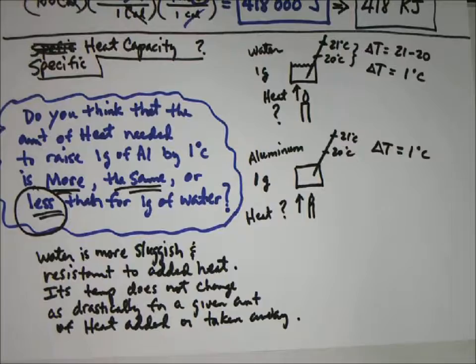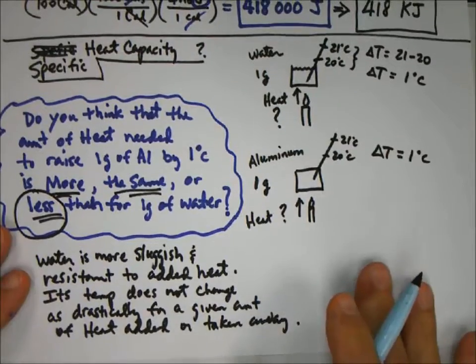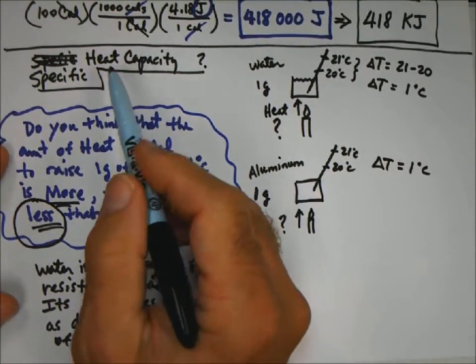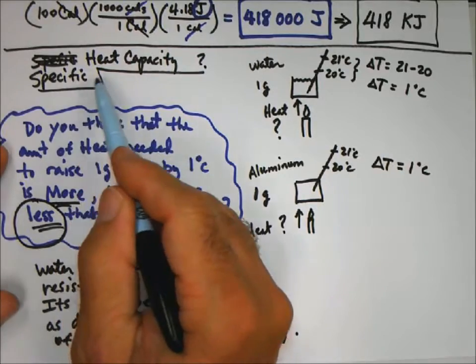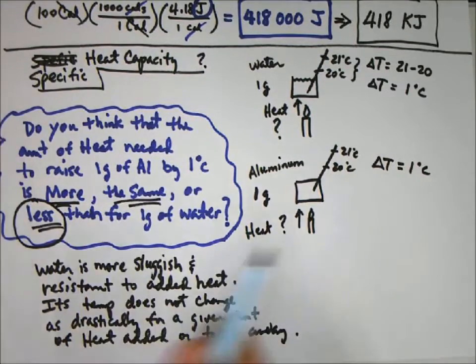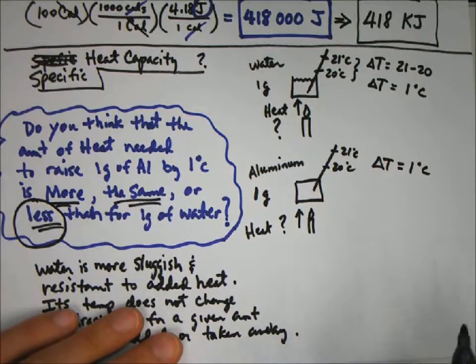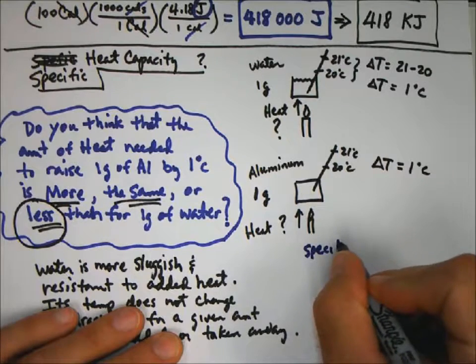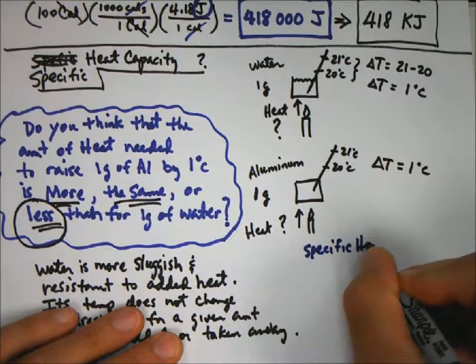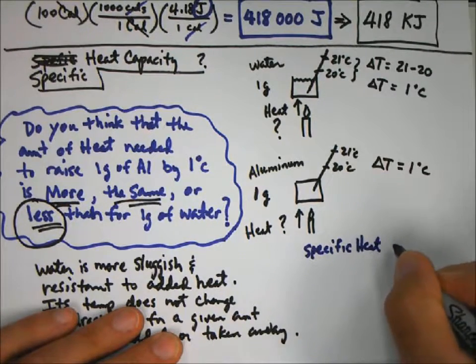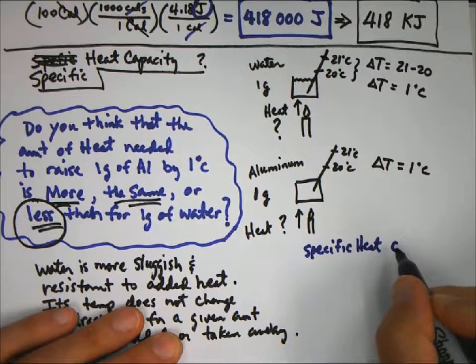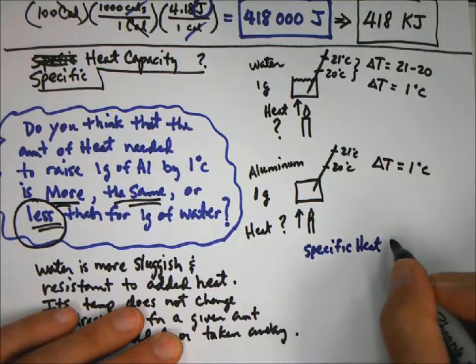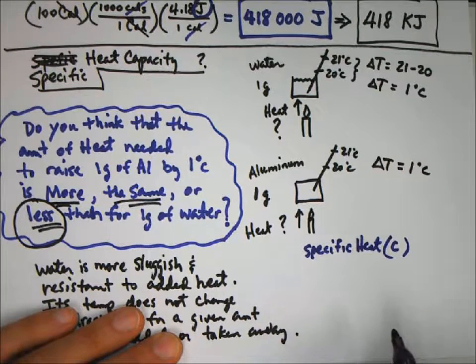Okay? So we'll get back to the original term we're trying to explore here, and that is specific heat capacity. Specific heat capacity, also known as specific heat, is symbolized by the letter C. Don't confuse that with calorie or Celsius or whatever. It's just a little letter C, specific heat.